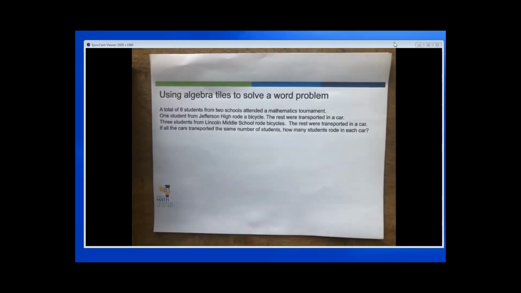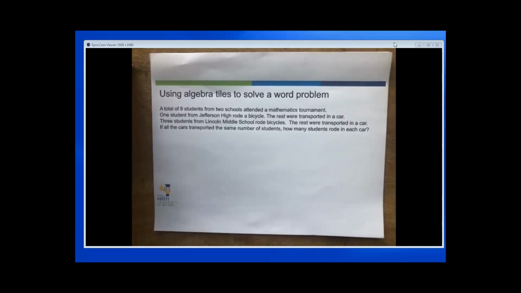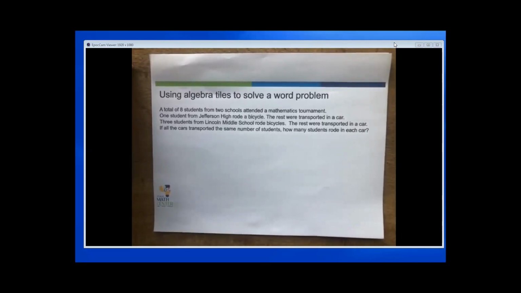A total of 8 students from 2 schools attended a mathematics tournament. 1 student from Jefferson High rode a bicycle. The rest were transported in a car. 3 students from Lincoln Middle School rode bicycles. The rest were transported in a car. If all the cars transported the same number of students, how many students rode in each car? So our end game here, the answer that we're trying to get is how many students rode in each car?